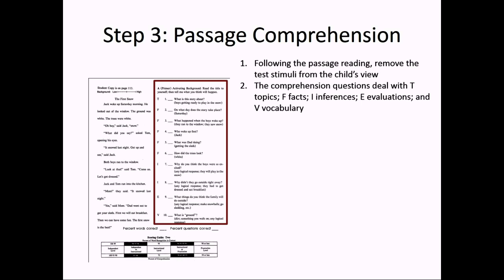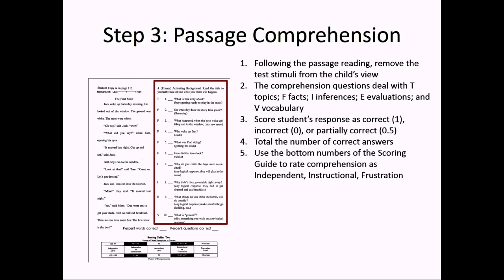Okay, so following the passage reading, remove the test stimuli from the child's view. So that's just like the GORT. Make sure that they're not going back and rereading the passage to get the answers. The students' responses are scored as correct, 1 point, incorrect, 0 points, or partially correct, 0.5 points. So you are allowed to give partially correct answers on this one, which was not true of the GORT. Total number of correct answers, and then you go to the bottom to that scoring guide again, but this time you're going to use the numbers at the bottom.